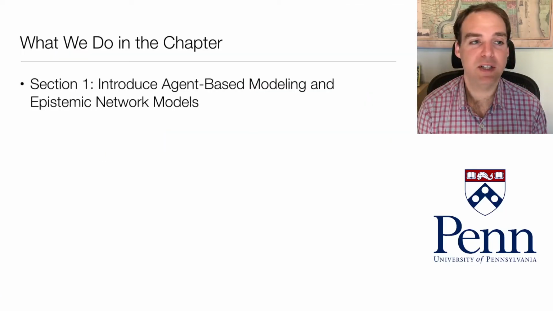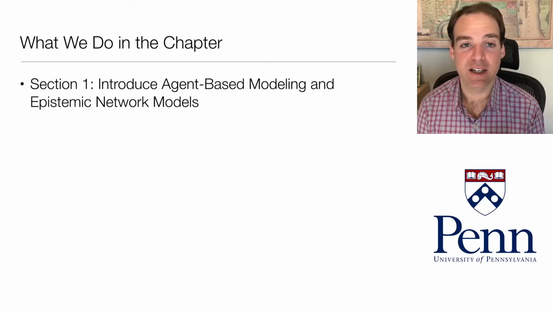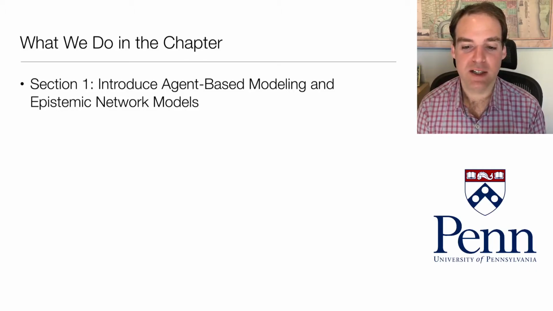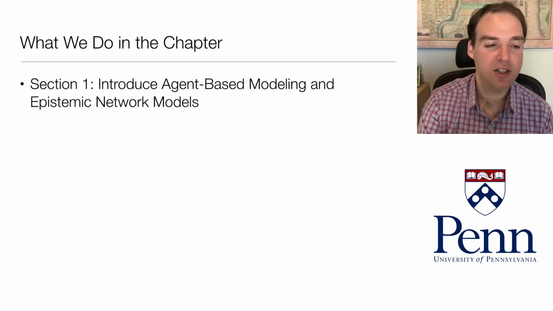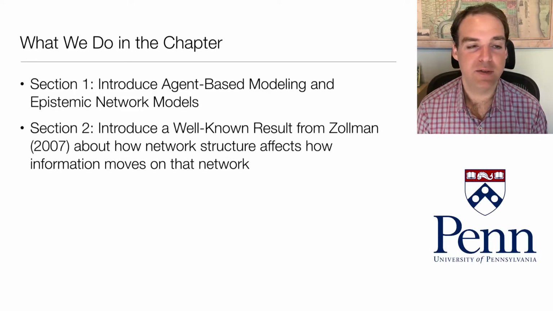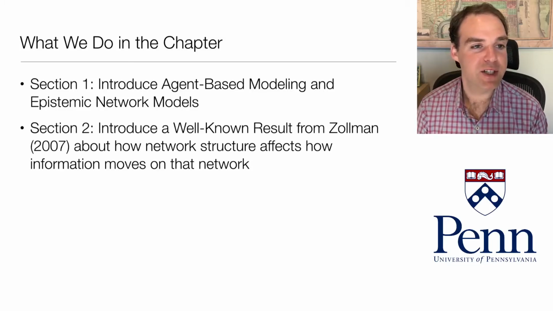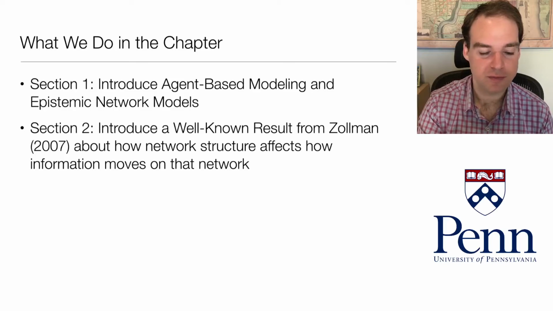So here's what we do in the chapter. In section 1, we introduce epistemic network modeling as a kind of agent-based modeling, and we contrast the epistemic network approach to thinking about political epistemology with more general aggregative approaches. In section 2, we introduce a well-known result in philosophy of science from Kevin Zollman that shows us how network structure can affect how information moves on that network.